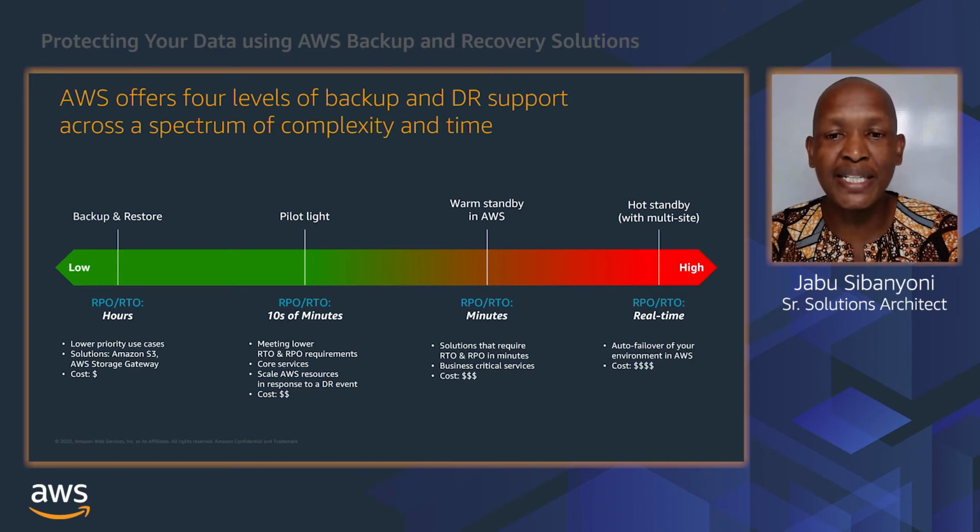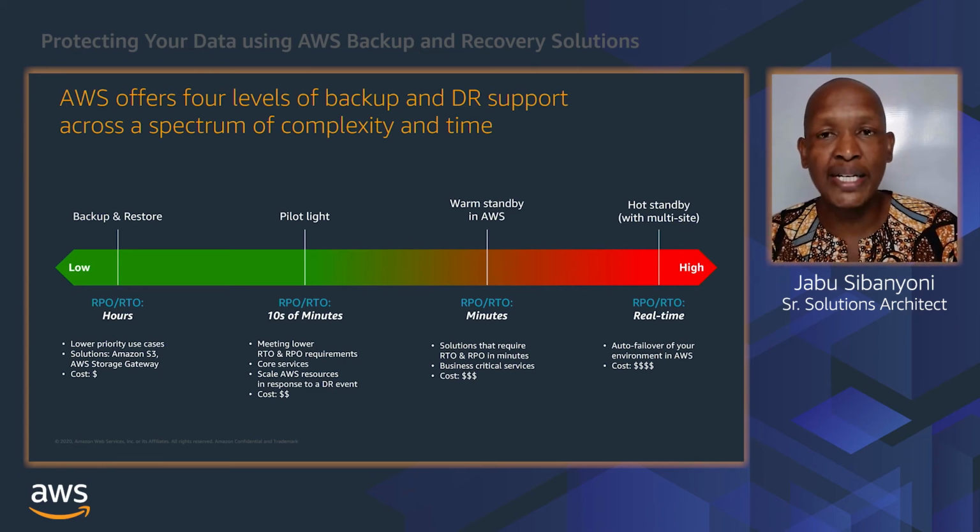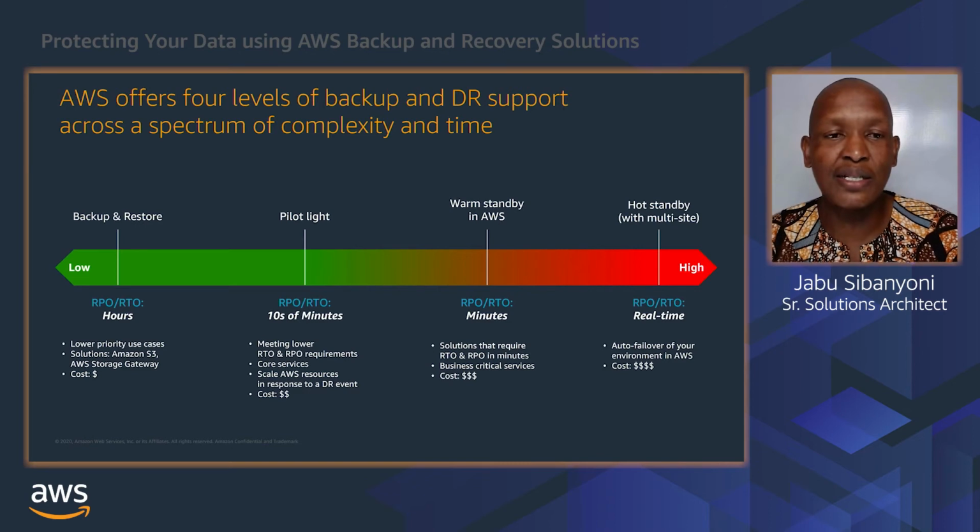However, for the applications that are core services for your organization, where you require an RTO and an RPO of tens of minutes, you can scale your resources into AWS, or use AWS as a recovery site in case you were met with a disaster, or in case you were attacked by ransomware.